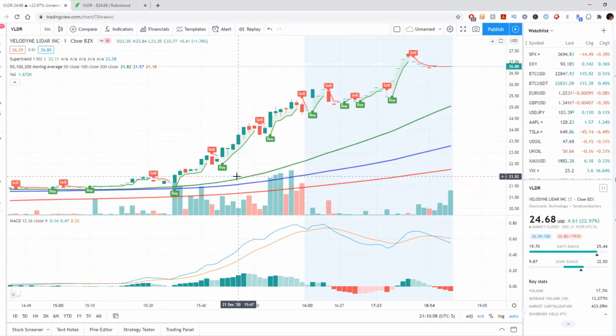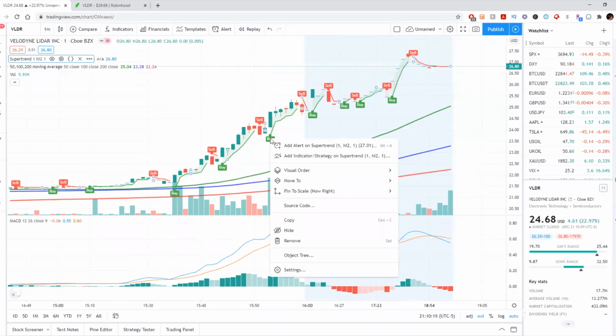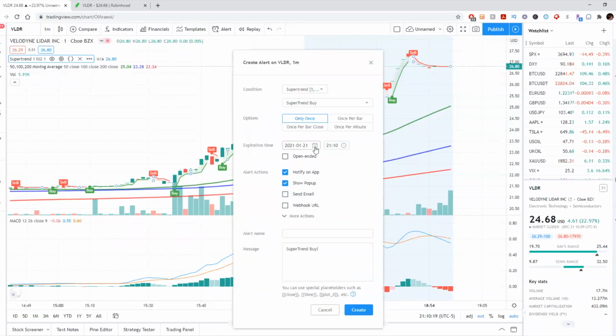Now, in case you don't want to stare at charts, you can also set up alerts, by the way. So if you have this buy signal here, you can right-click on it on the buy signal on a computer. You can say Add Alert on Supertrend, and you can choose how many times you want the alert to come in.